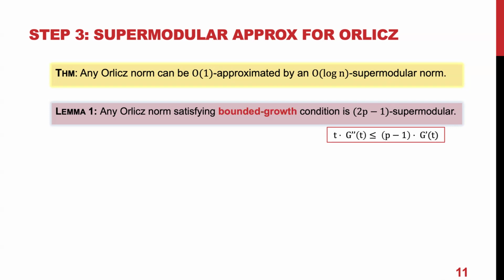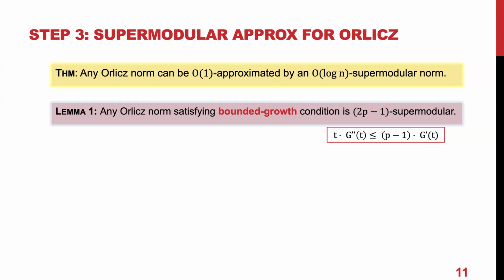But the way you should think of this is basically this inequality becomes tight when the function g is t to the power p. So it basically says that as long as your g function is growing at most like a degree p polynomial, then you're fine. Then you will get supermodularity. That's the rough intuition to keep in mind.